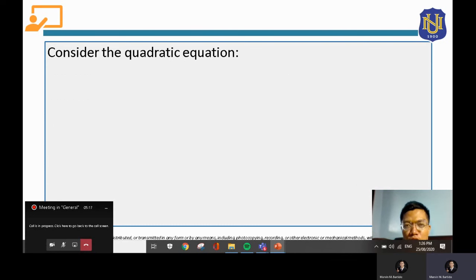Now let's talk more about imaginary numbers, and find out where we can find them. Consider the quadratic equation x squared plus 1 is equal to 0. If we're going to find the solution, we have to solve for the value of x. That will be x squared is equal to negative 1, since we transpose 1 from the left side to the right side, so it will be opposite in sign.